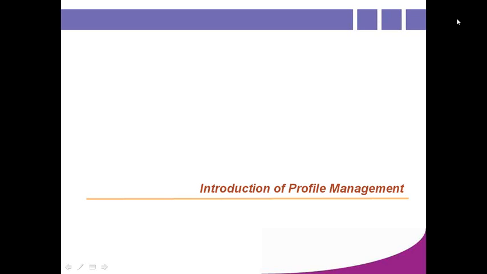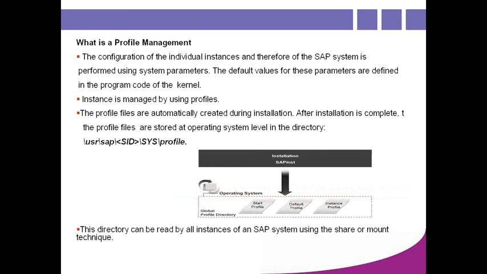So these are the things which can be controlled by the profile parameters only. Parameters are contained in the profiles. These profiles are located in the directory /usr/sap/SID/SYS/profile. Most of the profiles are instance specific. I'll tell you now, we have 3 types of profiles: start profile, default profile, and instance profile.